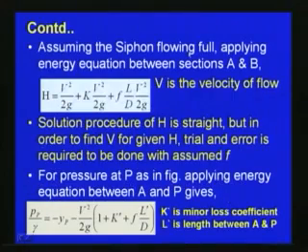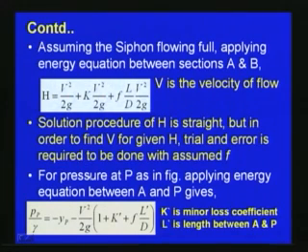If you apply the energy equation, we can write H is equal to V square by 2g plus K V square by 2g plus f L V square by 2g D, where V is the velocity of flow, f is the friction factor, L is the length of the siphon, D is the diameter of the siphon, g is the acceleration due to gravity, and K is the coefficient for minor losses. So, this gives the energy equation. The solution procedure for H is straightforward, but to find the velocity V for a given H, we may have to go for a trial and error solution with an assumed value of the friction factor f.